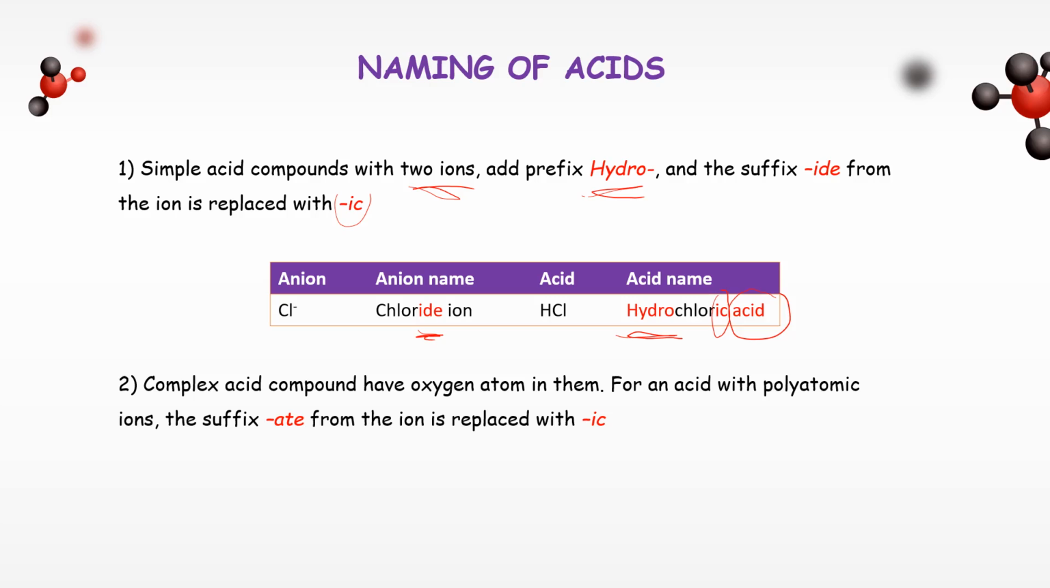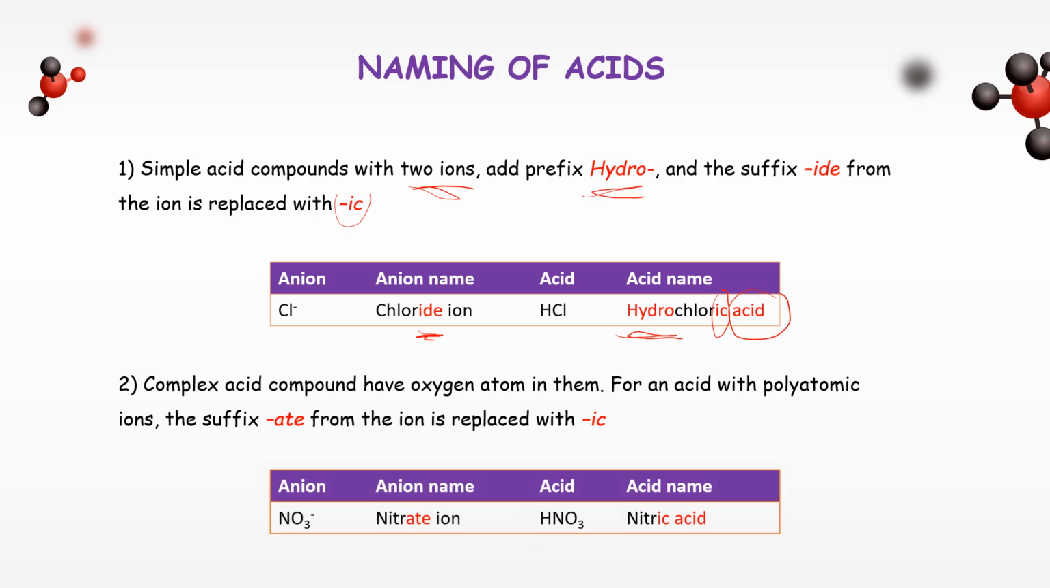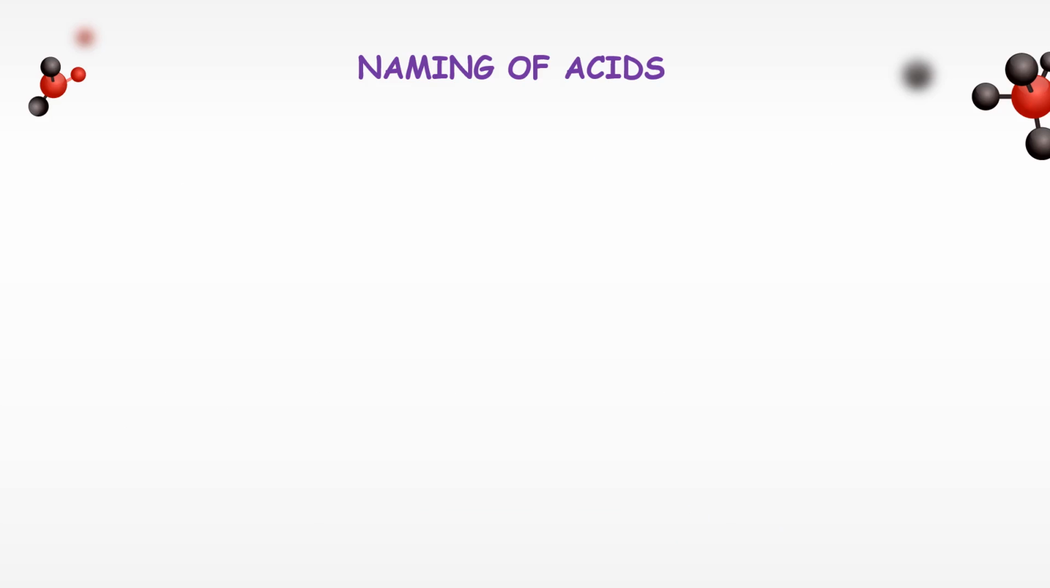The second case is complex acid compounds which have oxygen atoms in them. For an acid with polyatomic ions, the suffix "ate" from the ion is replaced with "ic". For example, we have the ion NO3 minus. The name of this anion is nitrate ion. The symbol is HNO3, and the acid name is nitric acid. Don't forget the word acid at the end of the name. So we continue naming of acids.